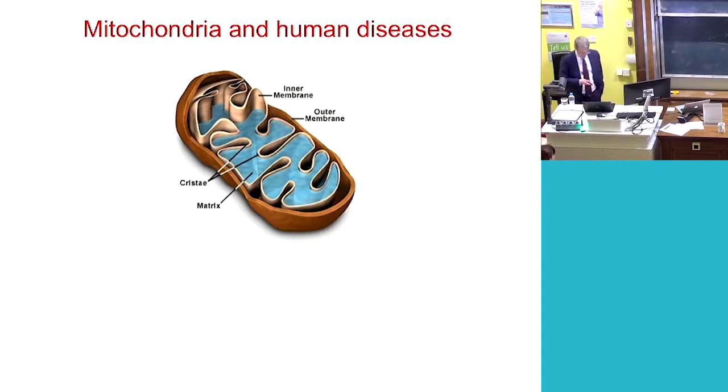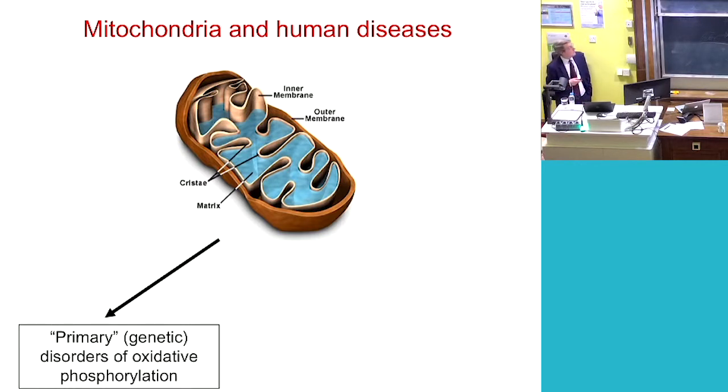And I'm going to talk to you about mitochondria, which, to remind you, are these organelles that are present inside all of our cells, and they're important because they're the main source of adenosine triphosphate, which is the energy source that the cell uses for all active processes. I'm going to talk to you about primary genetic disorders of the process that makes ATP, which is oxidative phosphorylation.